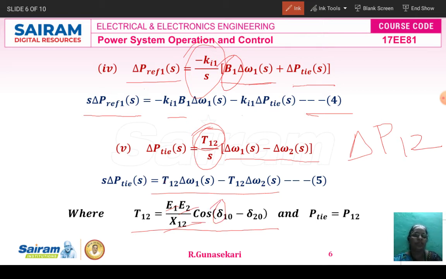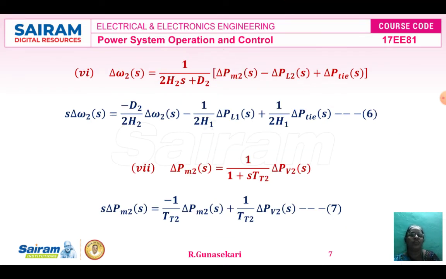Then δ10 is the angle for area 1 under steady state condition, minus δ20, which is the torque angle or power angle or load angle for area 2 under steady state condition. I already told you that the tie line power is equal to the interchange power between area 1 and 2, that is P12. Now we have derived up to equation 5. Next is equation 6.